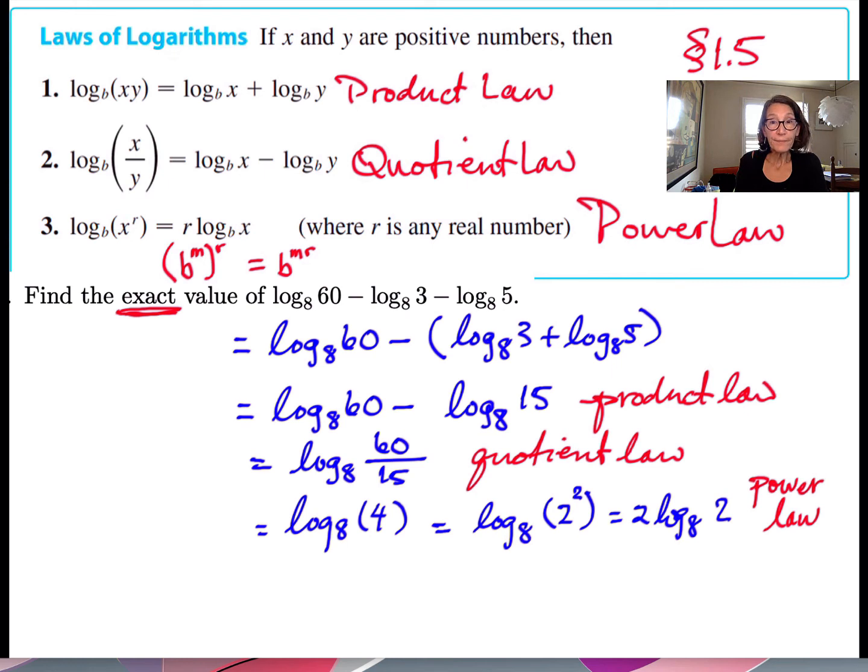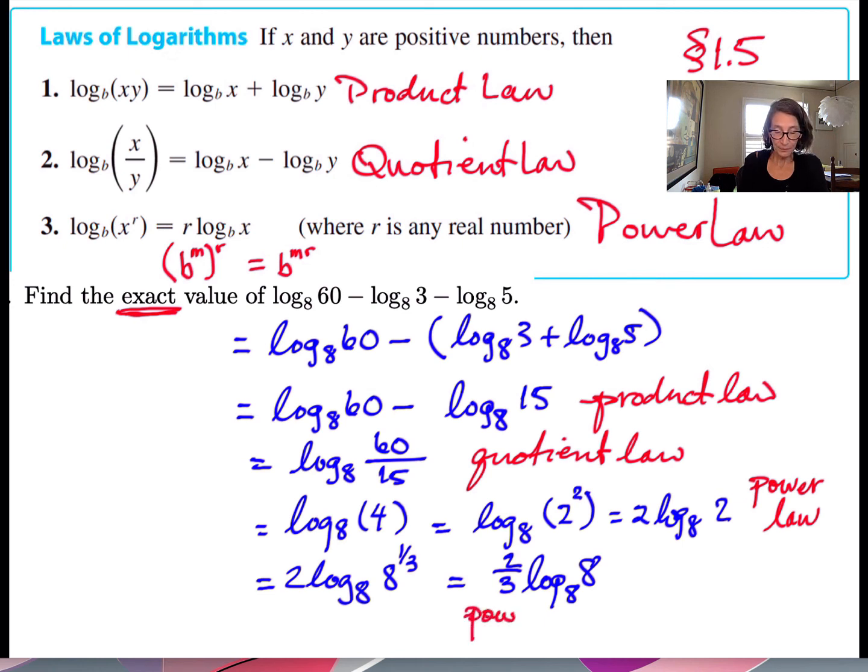Now I'm not done. Remember, 2 is really a power of 8. Because 2 is the cube root of 8, I can rewrite it as 8 to the 1/3. So let's rewrite it as 2 times the log base 8 of 8 to the 1/3. Now I can use the power law again. Let's pull down the 1/3. So 2 times 1/3 is 2/3. So we have 2/3 times log base 8 of 8. That was the power law.